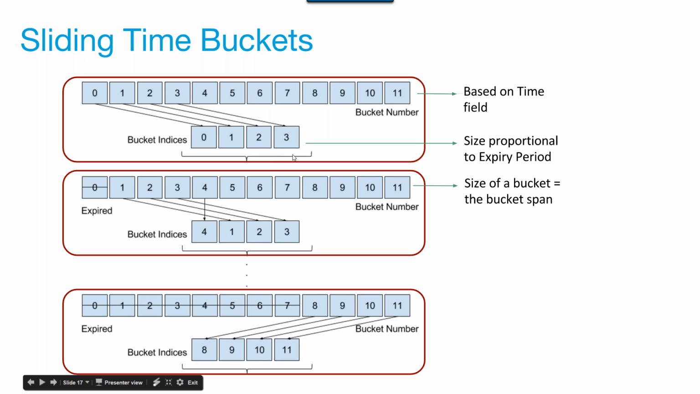Once a future key is inserted into the bucket, that means the tuple might belong to time bucket 4. Then this would be active, and the oldest bucket, that is time bucket 0, will be expired. So this is the sliding of time buckets.